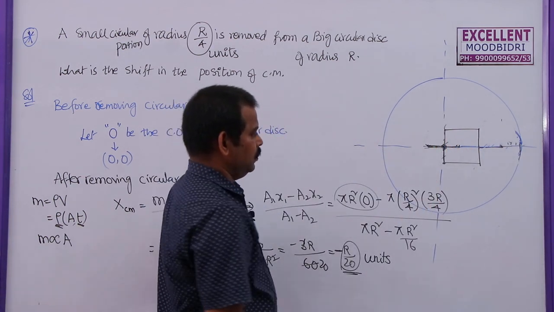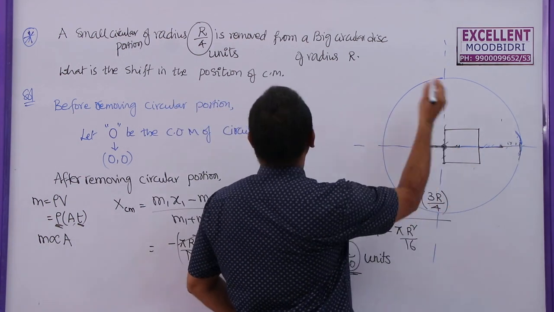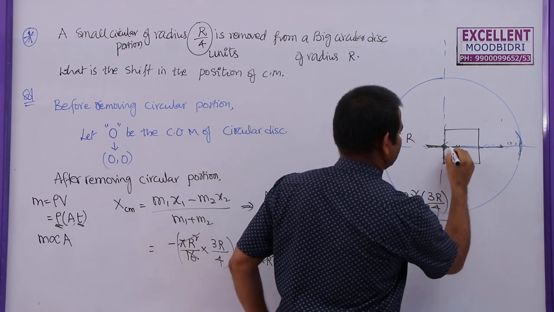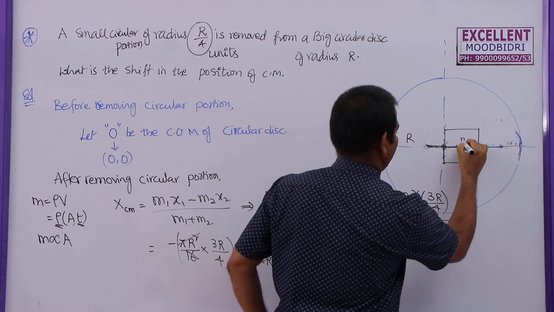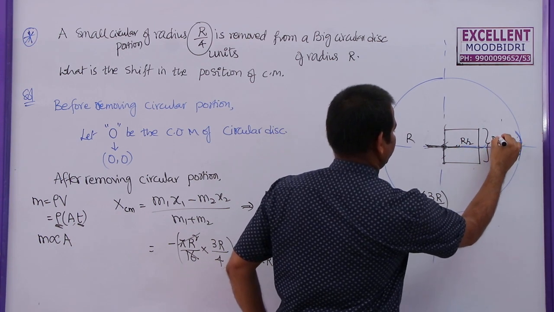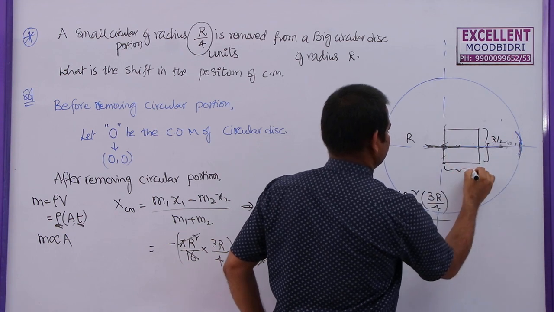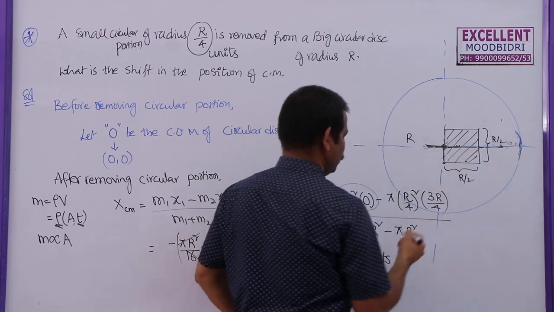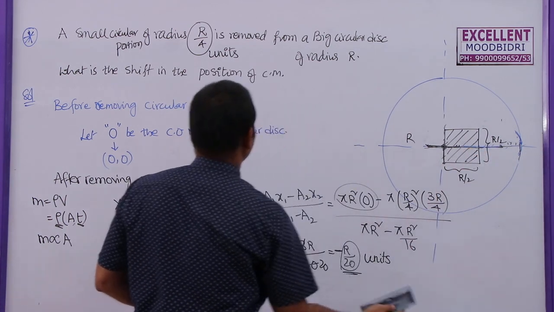Now, a circular disc of radius R, and this side is, let us say, r by 2, and this is also r by 2. This is r by 2, and this one is also r by 2. Then, if this portion is removed here, what is the new position of center of mass?